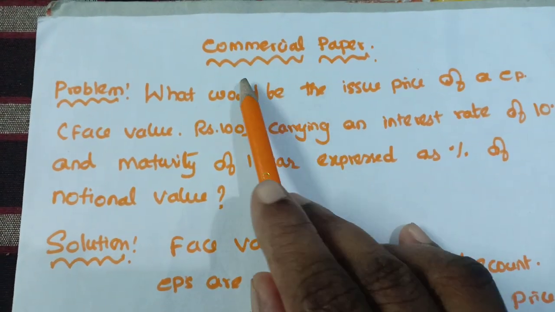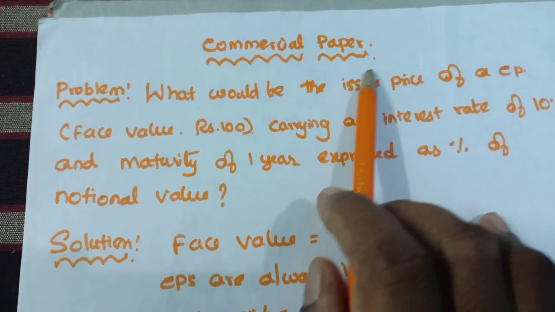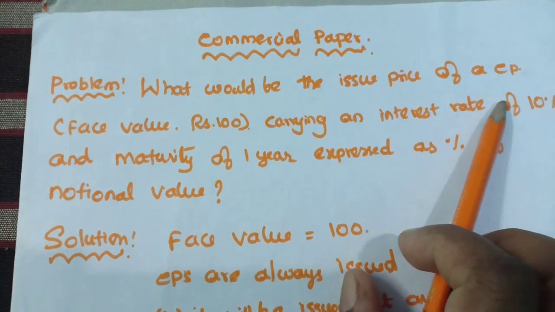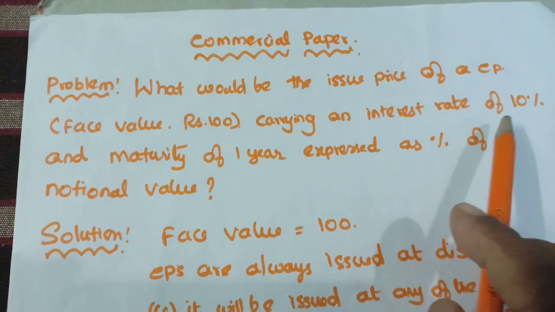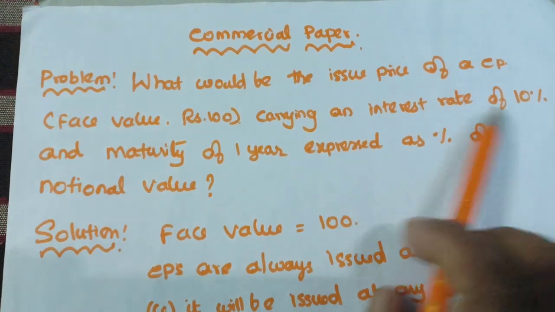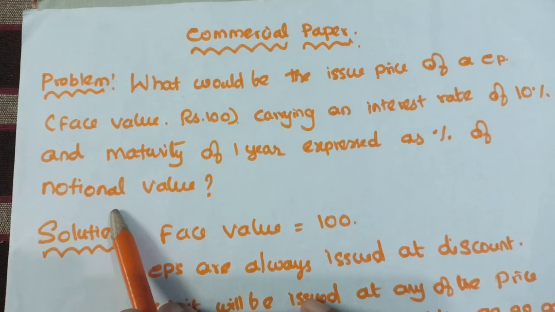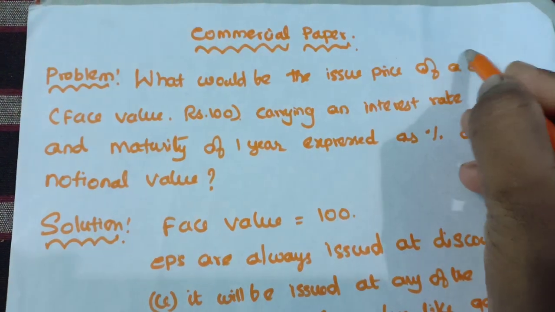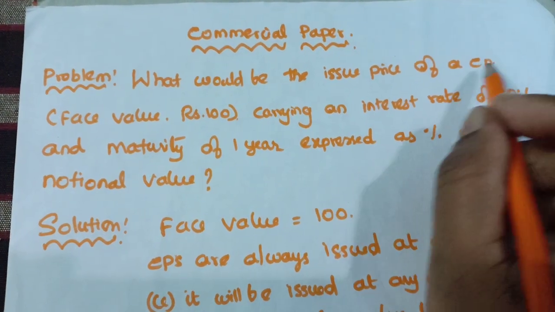Today what we are going to see is commercial paper. A problem in a commercial paper. The problem is, what would be the issue price of a commercial paper with a face value of 100, carrying interest at the rate of 10% and a maturity of 1 year, expressed as a percentage of notional value. The problem given is a commercial paper is issued.